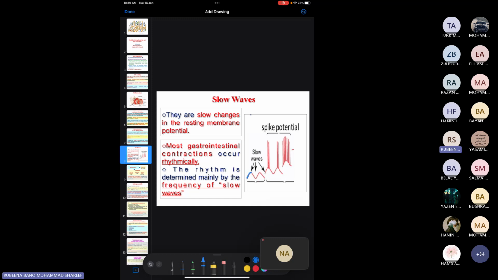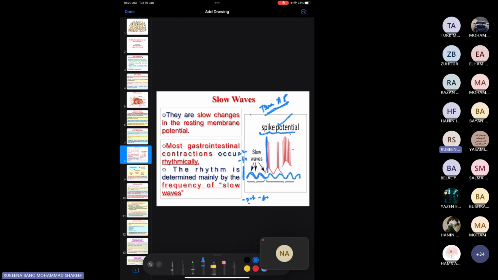So this is the slow wave, the continuous waves which occur inside the GI wall like this. When it is between -50 and -60, it will be like this. But once it reaches the threshold, meaning it touches the threshold level, the more positive -40 or -30, then there is generation of a spike potential. This spike potential is the true action potential.